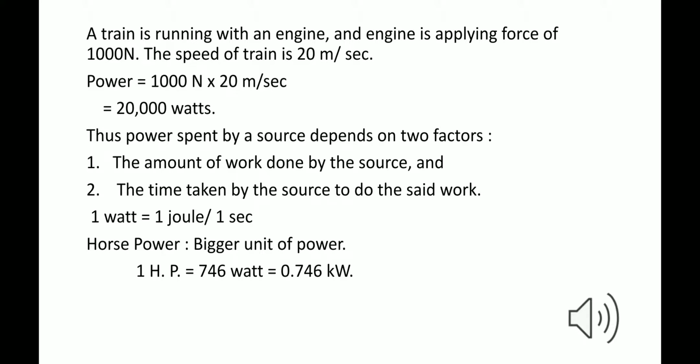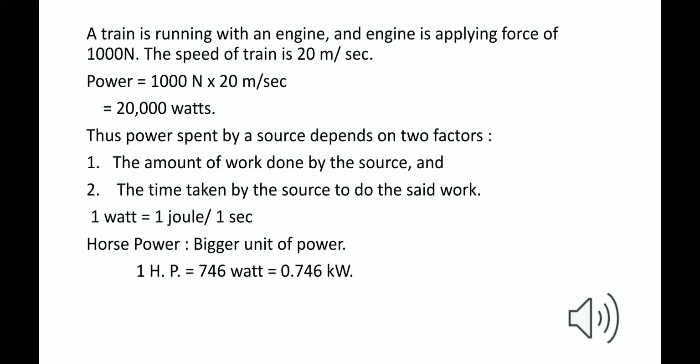Now one example on the same. A train is running with an engine. The engine is applying force of 1000 Newton. The speed of the train is 20 meters per second. What will be the power? Power is equal to force into velocity. So force here given is 1000 Newton, velocity is 20 meter per second, and when we multiply, we get 20,000 watts. Okay? So simple. We don't have to look here and there with anything. Power is equal to force into velocity.